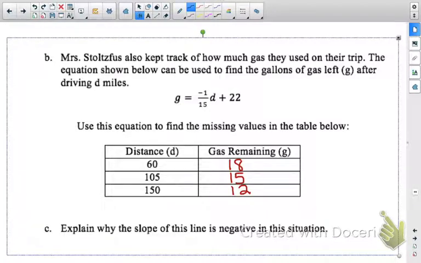So there are the 3 values I got, and it says explain why the slope of this line is negative in this situation. Well, I would say that it has to be negative because as the distance driven increases, the amount of gas remaining would decrease.